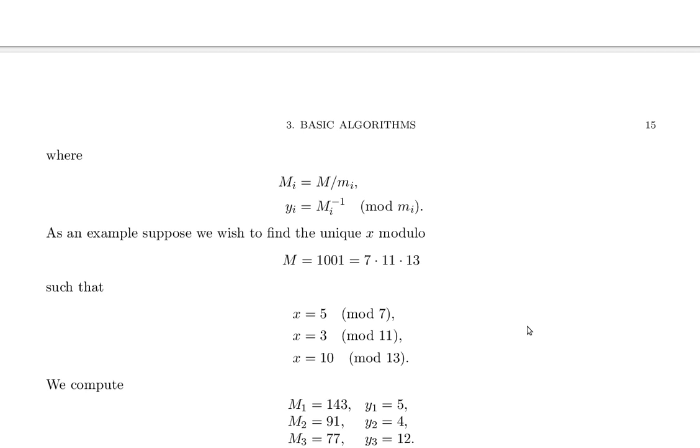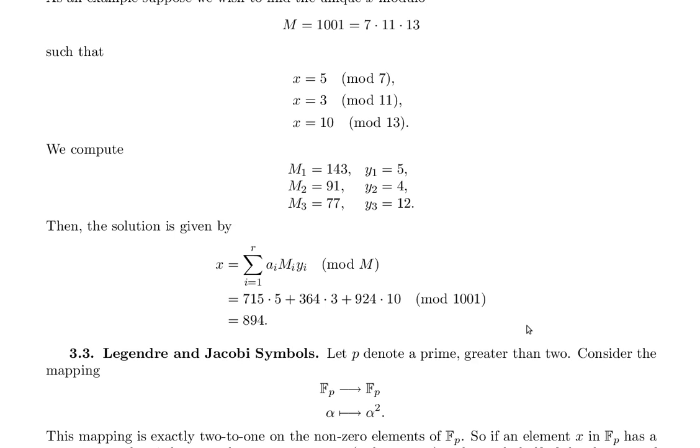As an example, suppose we wish to find the unique x modulo m equals 1001 equals 7 times 11 times 13, such that x equals 5 mod 7, x equals 3 mod 11, x equals 10 mod 13. We compute M sub 1 equals 143, y sub 1 equals 5, M sub 2 equals 91, y sub 2 equals 4, M sub 3 equals 77, y sub 3 equals 12. Then the solution is given by x is the sum i equals 1 to r, a sub i capital M sub i y sub i mod m, equals 715 times 5 plus 364 times 3 plus 924 times 10 mod 1001 equals 894.